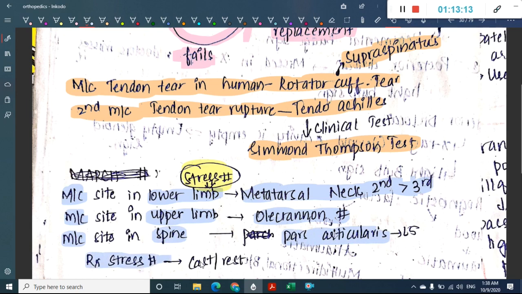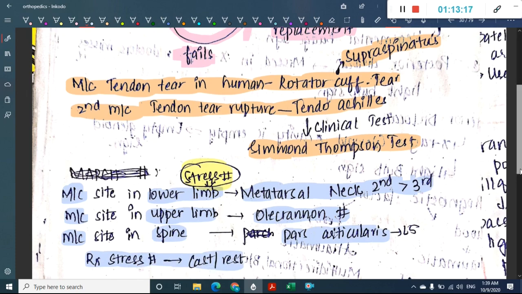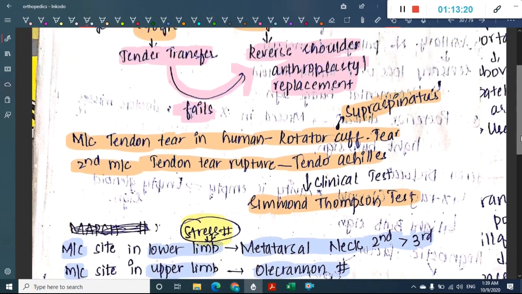What is the treatment of stress fractures? Treatment of stress fractures is to apply a cast and then ask the person to rest. Okay, so this is about stress fractures.